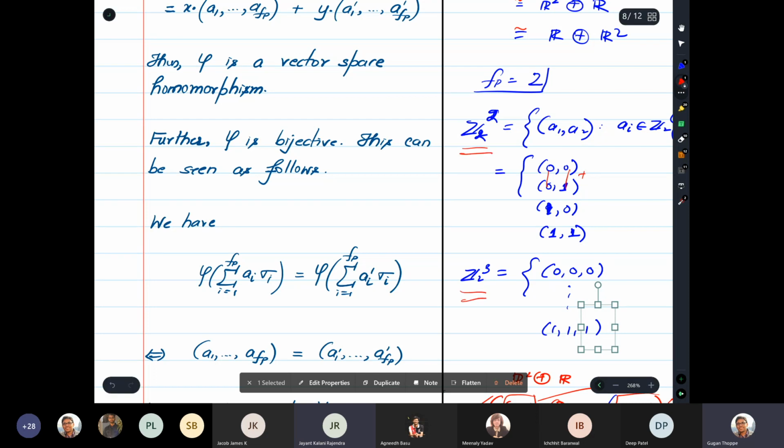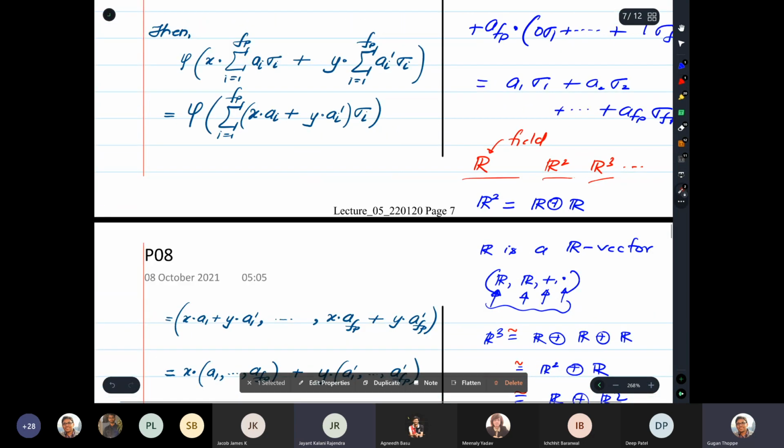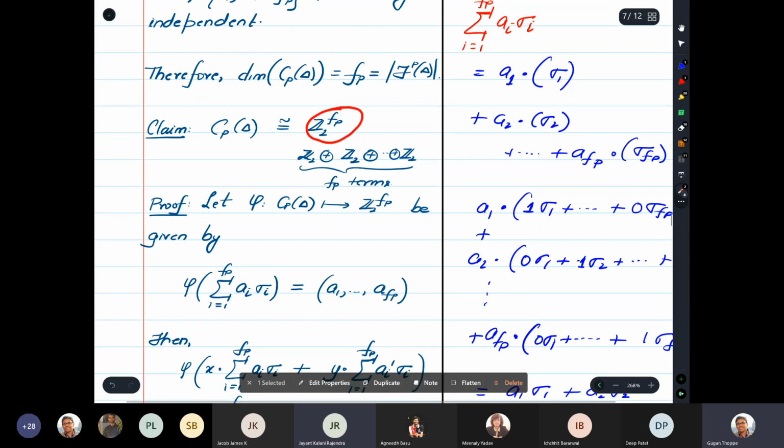Similarly, you can have this Z2 cubed as a vector space where you define this coordinate-wise additions and scalar multiplications and so on and so forth. And you would be able to check that this is a Z2 vector space. So by that I mean that this is a vector space where the field is Z2. Similarly, this is a vector space where the field is Z2, right? So all these are Z2 vector spaces. So in that sense, this also is a Z2 vector space, and my claim is that these two vector spaces are isomorphic to each other.